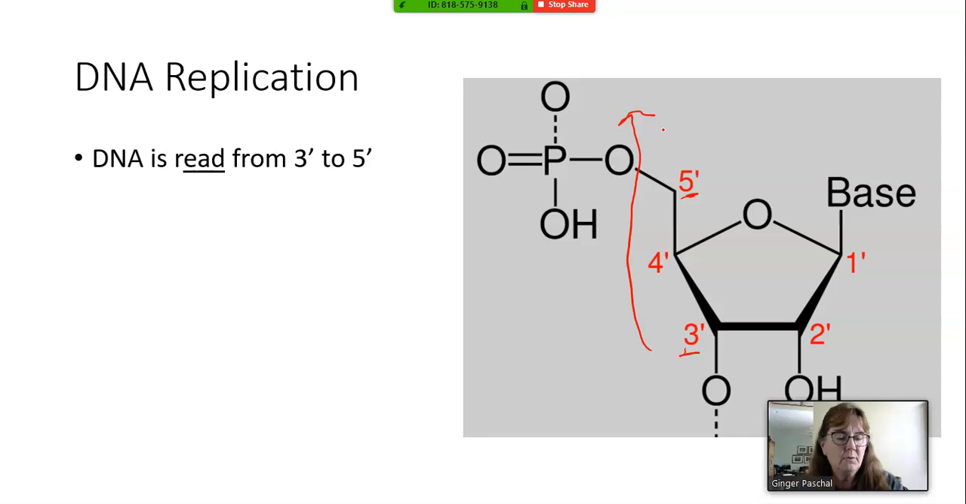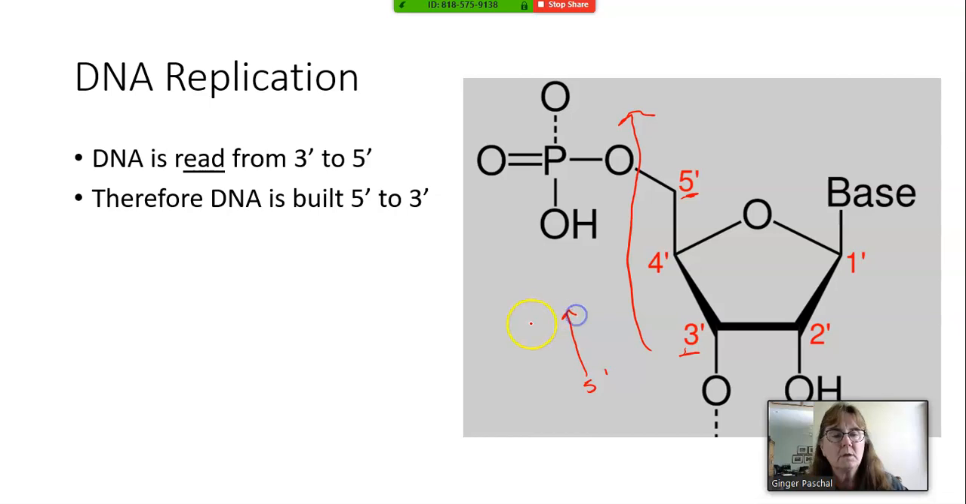So if we read from 3' to 5', we build in the opposite direction. We would actually build a 5' to 3' molecule next to it. Then that'll make more sense as we go. So let me give you an idea of what we're talking about here.